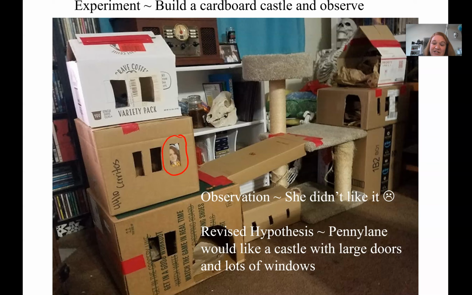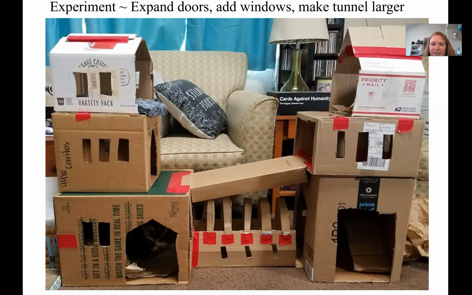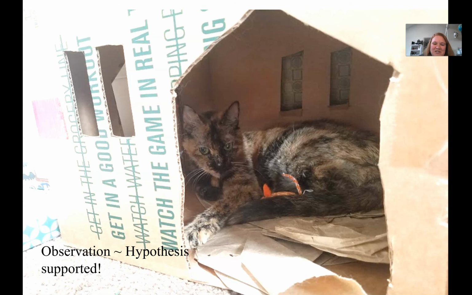My observation: she didn't like the castle. I gave her some treats in there. She went and got the treats, but then she was done with it. So my revised hypothesis, based off of my observations, is that Penny Lane would like a cardboard castle with large doors and lots of windows. So, Castle 2.0. I made the doors bigger, I added more windows, and I made the tunnel an arched walkway. Yes, I had lots of time on my hands. The new observation is that she loves her cardboard castle now, and the hypothesis is supported.